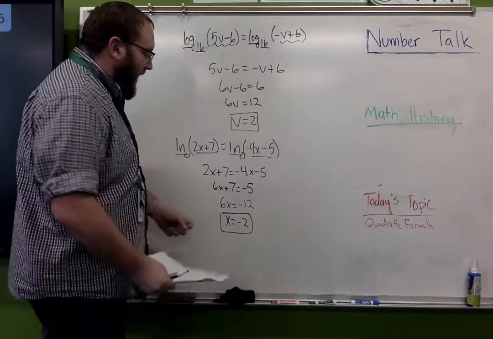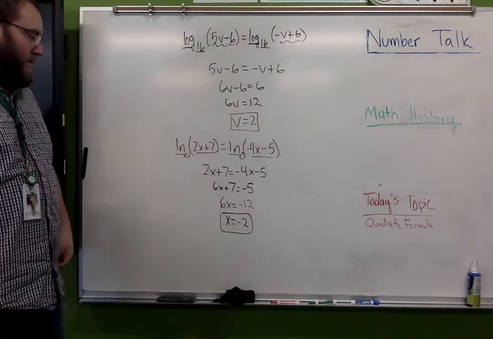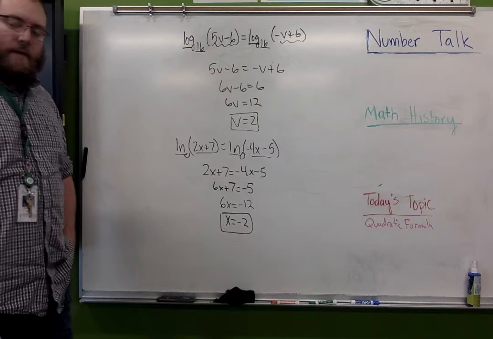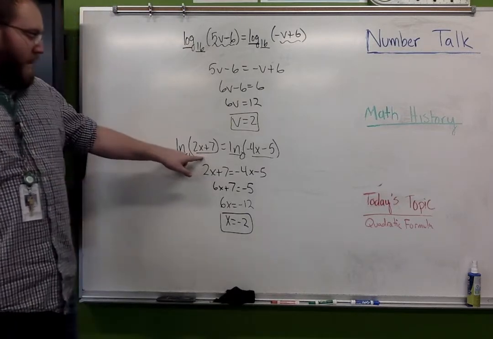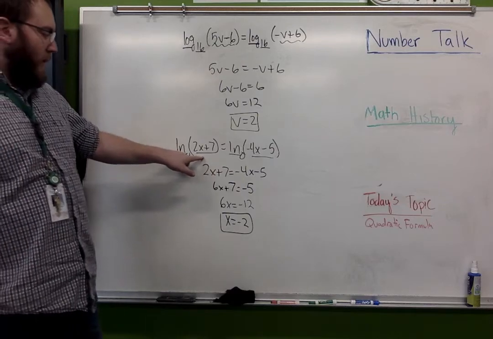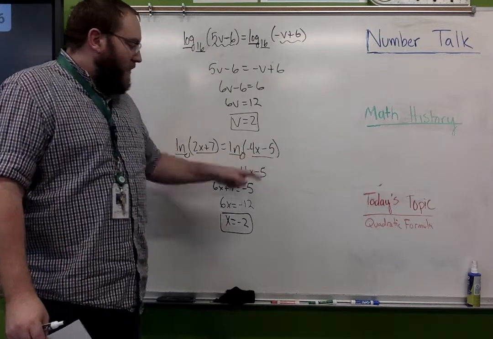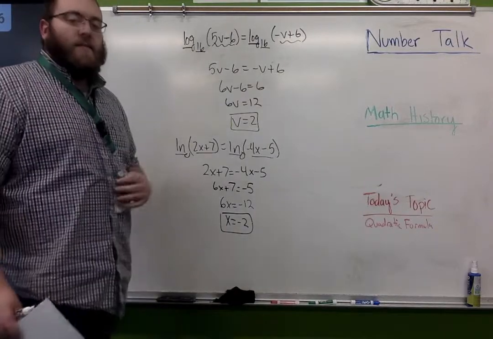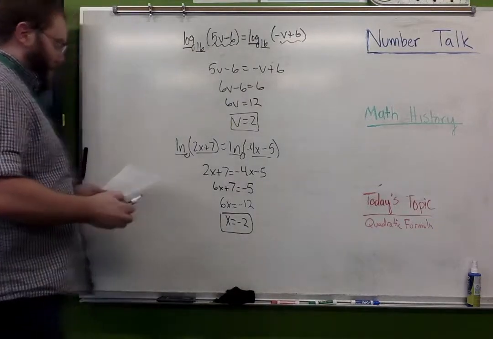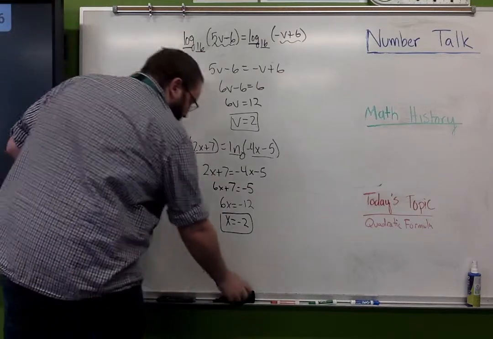I have to plug negative 2 back into the original to see if I take the log of a negative or 0. Plug in negative 2 here. What do I get? I get 3. If I plug in negative 2 here, I also get 3. They're not 0. They're not a negative number. So that is your answer. x equals negative 2, right?